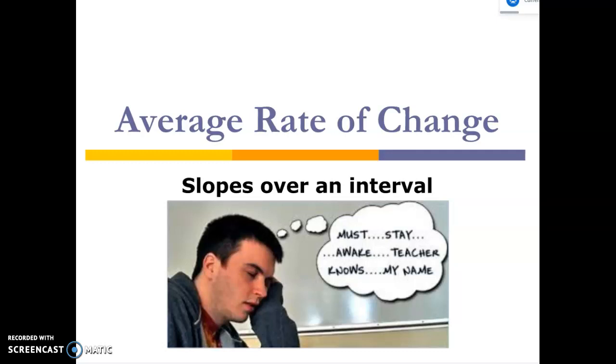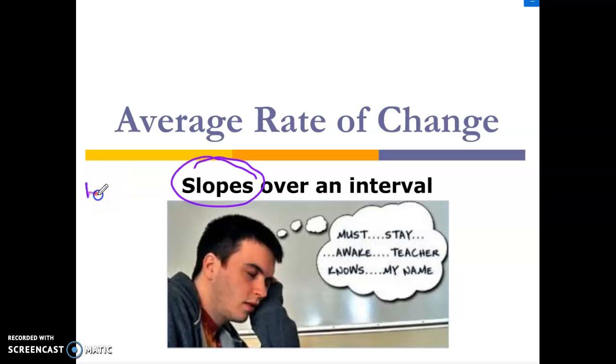I'm looking at this concept of average rate of change. One of the things to be thinking about when we're doing average rate of change, hopefully you'll be thinking this key word right here: slopes. That's really what it is. It's the slope between 2 points. That's what we're talking about.